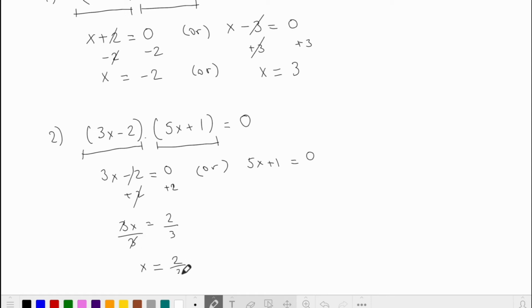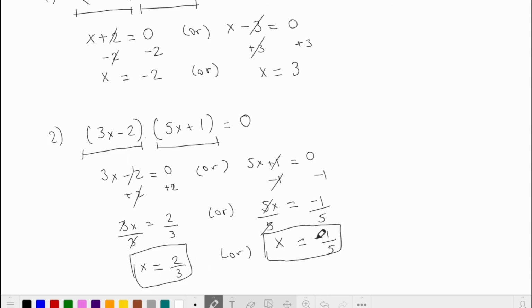And the answer is 2 by 3. And the next variable we have to solve is 5x plus 1 is equal to 0. So subtract 1 from both sides. We have 5x and we have negative 1 here. And to find x, we have to divide by 5 on both sides. So the 5s get cancelled out. Here we get negative 1 by 5. So these values are the values of x that satisfy the equation.